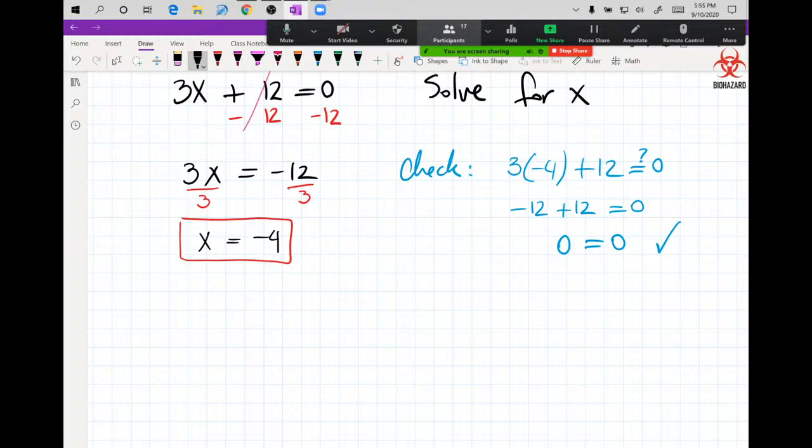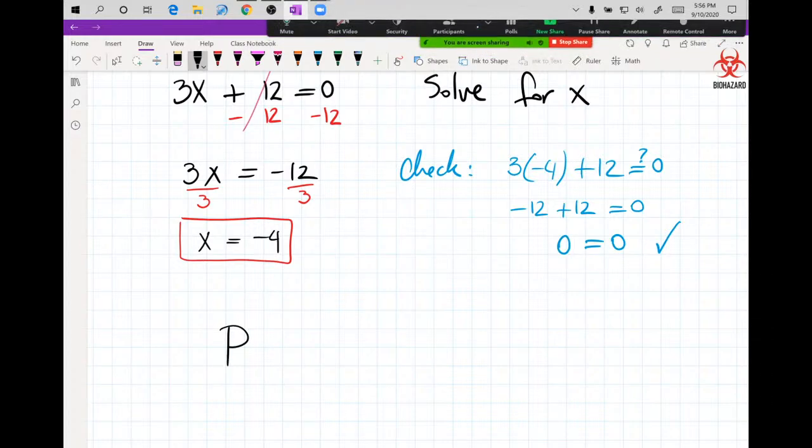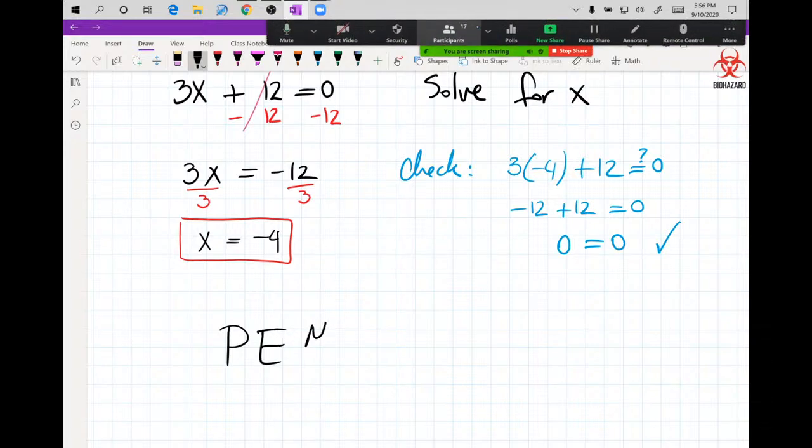So now we talk about PEMDAS, and we talk about the order of operations. We talk about solving equations in general when they have more steps than just one step, which is what we had in 2.1. I'm going to write PEMDAS differently than you are used to.